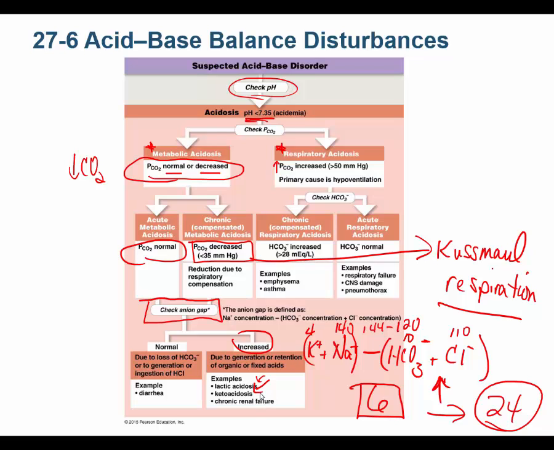However, if my anion gap is normal, it's not because I've added any organic acids to my blood. It's probably due to something like loss of bicarb. Well, how do I lose bicarb? Diarrhea. That's one way to have this metabolic acidosis. All right, so that's the anion gap, and that's how I would help the doctor diagnose this.